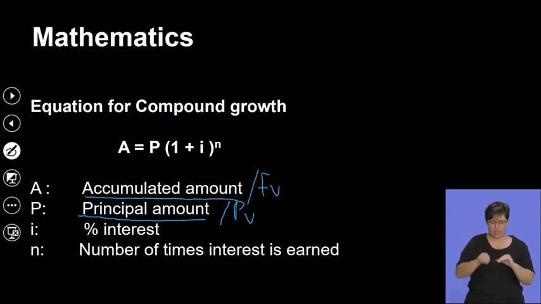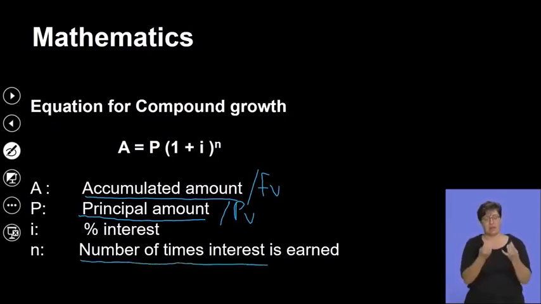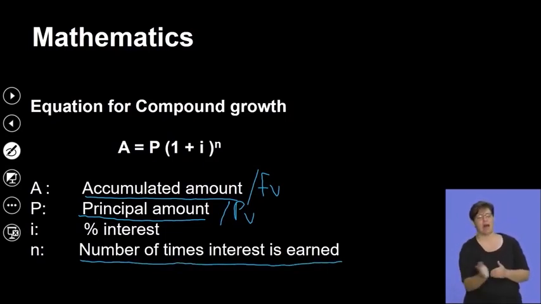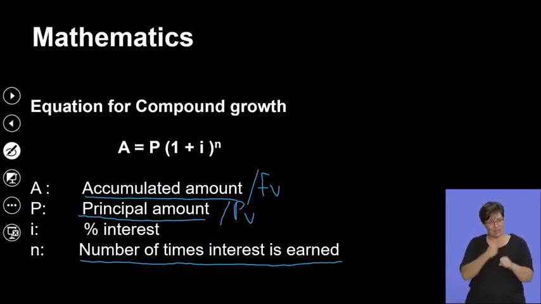So look at what this says: number of times interest is earned. It is not saying the number of years the investment was for. Why? Because in those years, it might happen that in every year you get interest twice, or you get interest 4 times, or you get interest 12 times, or even 365 times. But let's actually see what that means.